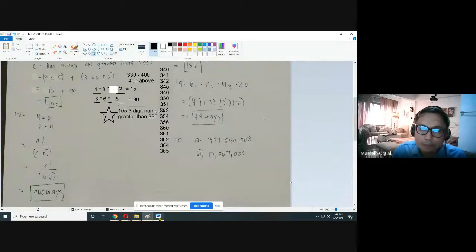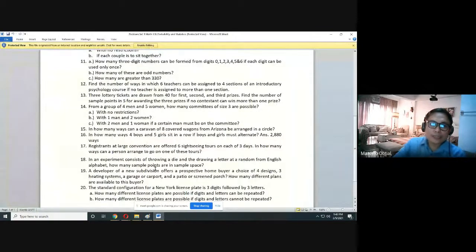NPR, okay? NPR, why NPR? Why not NCR? That's a question. Find the number of ways in which 6 teachers can be assigned to 4 sections of introductory psychology course, if no teacher is assigned to more than one section. Sabihin, arrangement is important, no? So distinct na teacher siya. Remember, if arrangement is important, NPR kagad, okay?